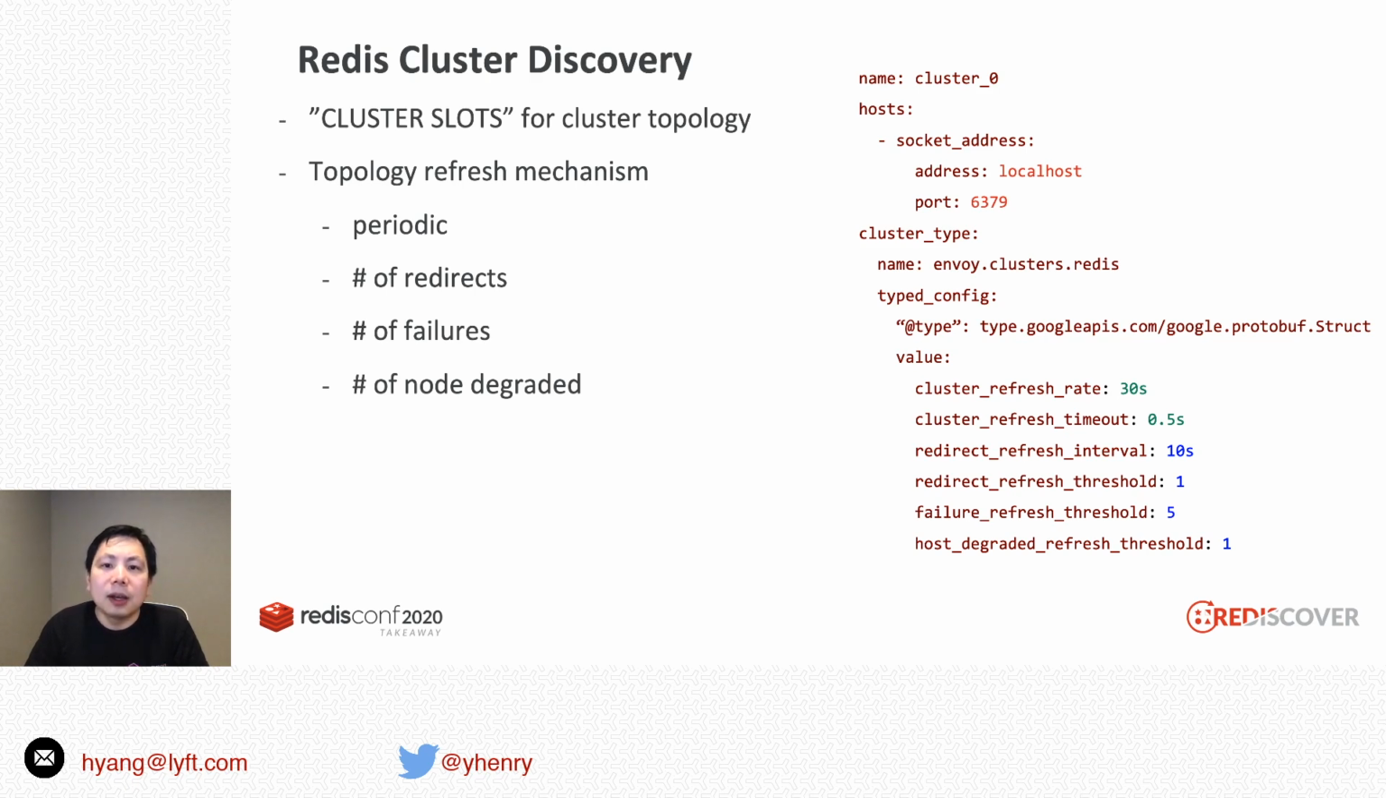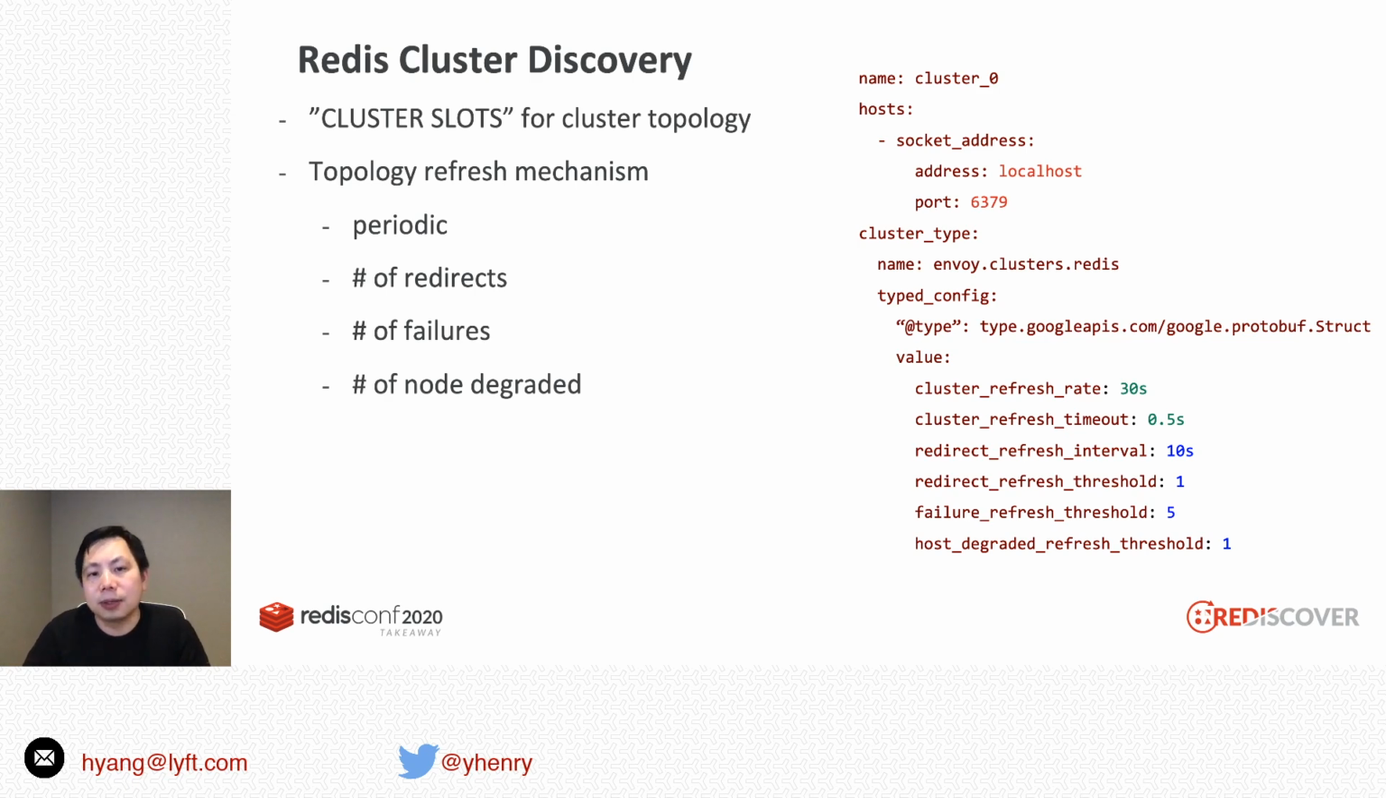After we initialize and acquire the initial topology, we also need to update the topology over time because nodes can fail, we can add new nodes or delete nodes in the cluster. So in Envoy, we provide 4 different topology refresh mechanisms, and these can be used in combination.